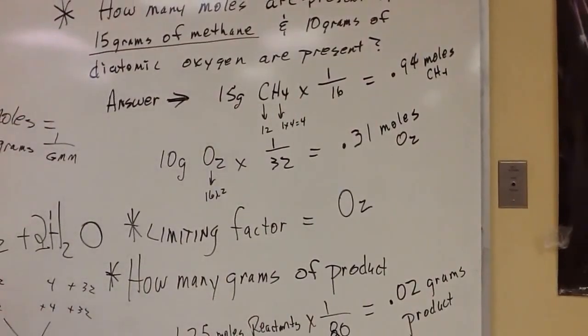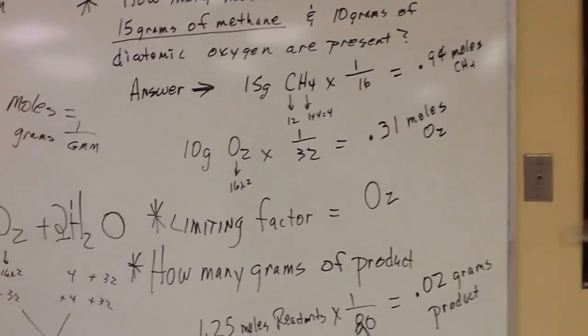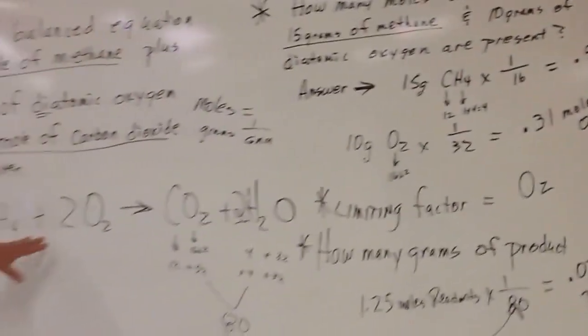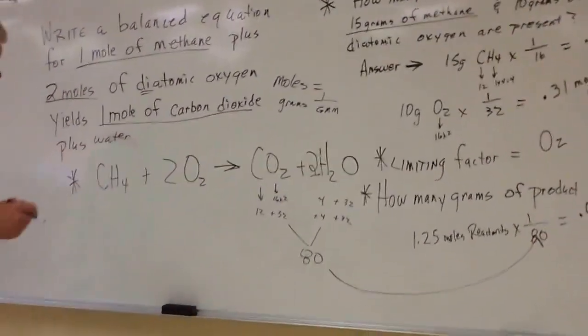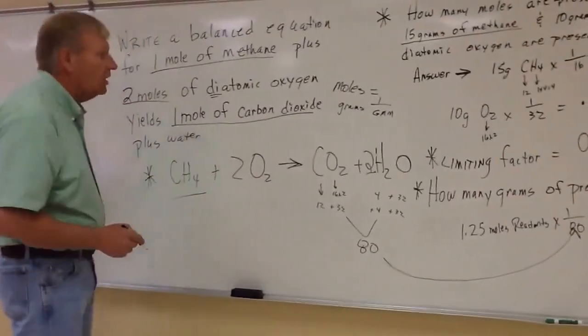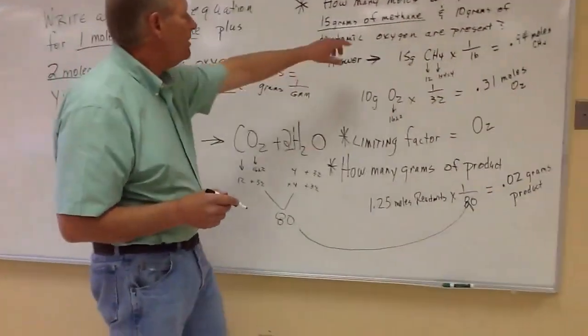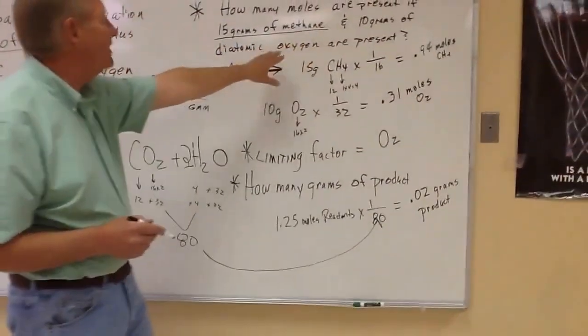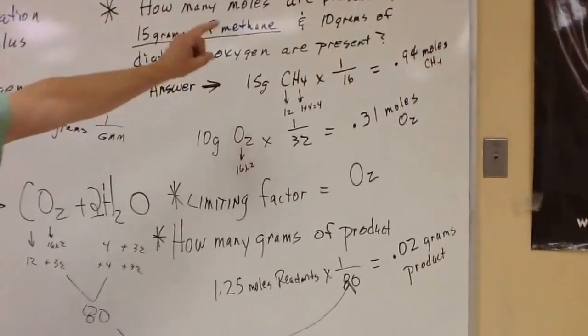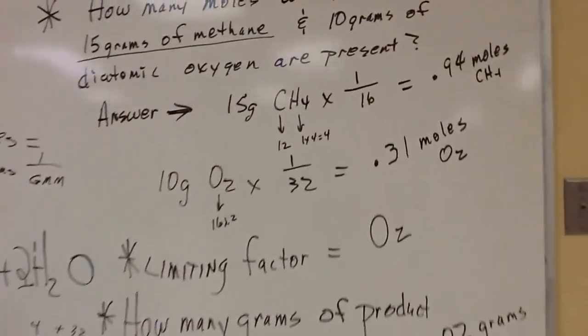Cool. Now, what are we doing? We're figuring all the moles of everything in our reactants. So here we go, we did good here. Now we want to know, if 10 grams of diatomic oxygen are present. 10 grams of diatomic oxygen. Okay, well, that's good.